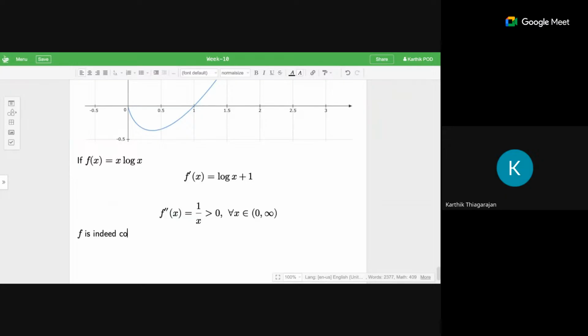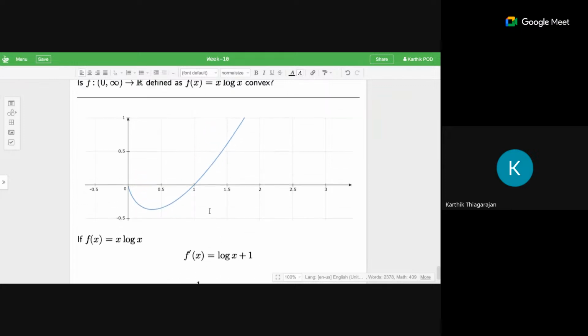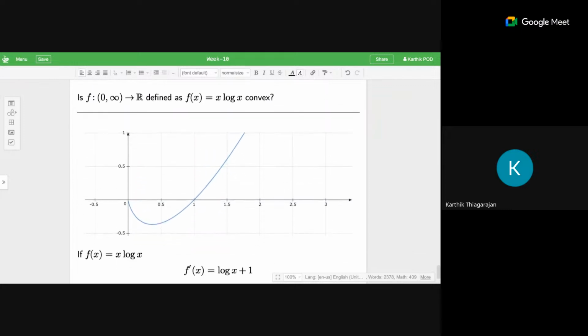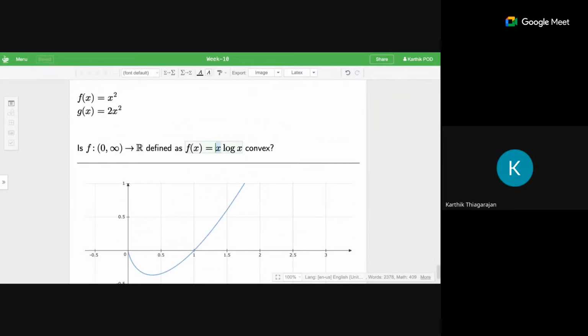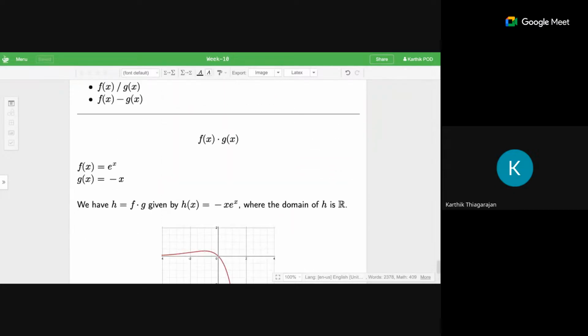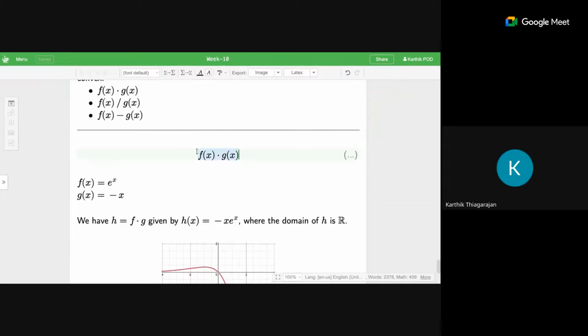F is indeed convex because of the above result that the second derivative is always greater than 0. So see, log x is concave, that is correct. And x is both convex and concave, but we have just shown that f of x into g of x need not, we haven't shown this, but f of x into g of x need not always be convex, right?